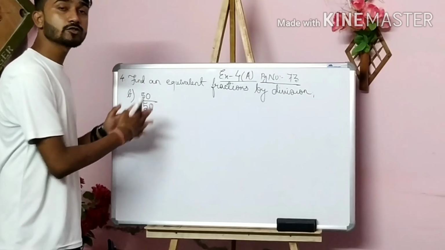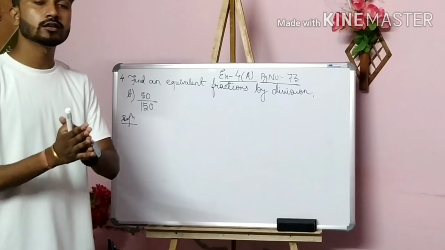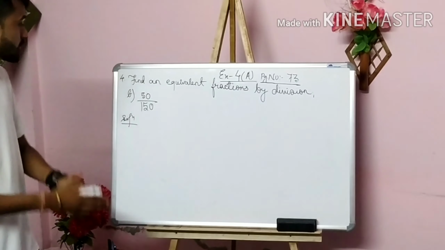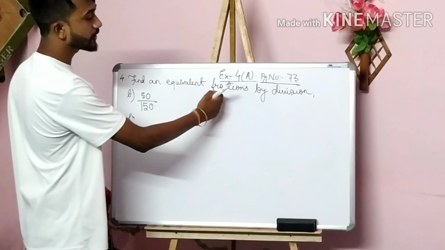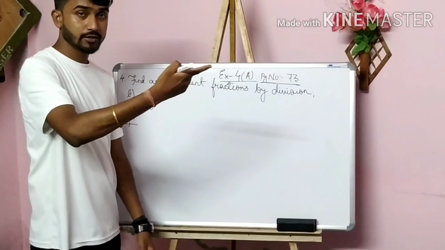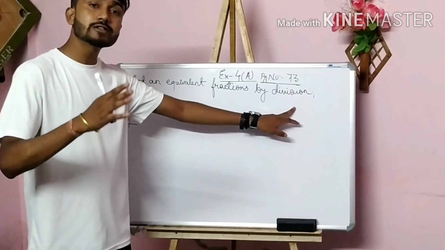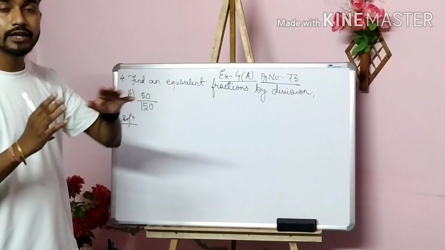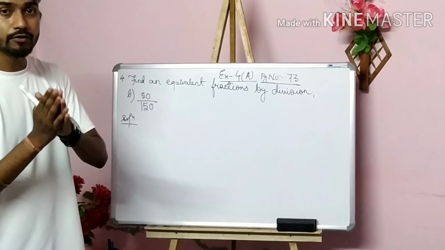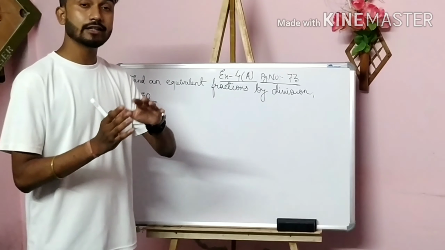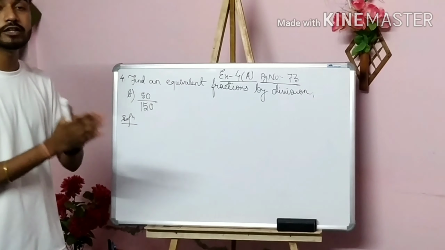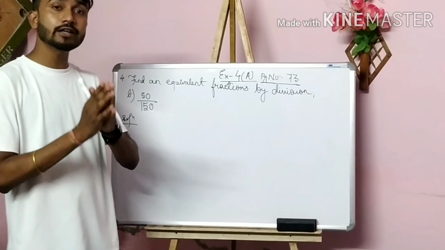This is the same as question number 3, but there is only one difference. What is the difference? In question 3, we had to find an equivalent fraction by multiplication, and here it is only by division. The rules are all the same. If we are going to multiply, we multiply with the same number, and it is the same for the division part also: if we are going to divide, we divide by the same number.